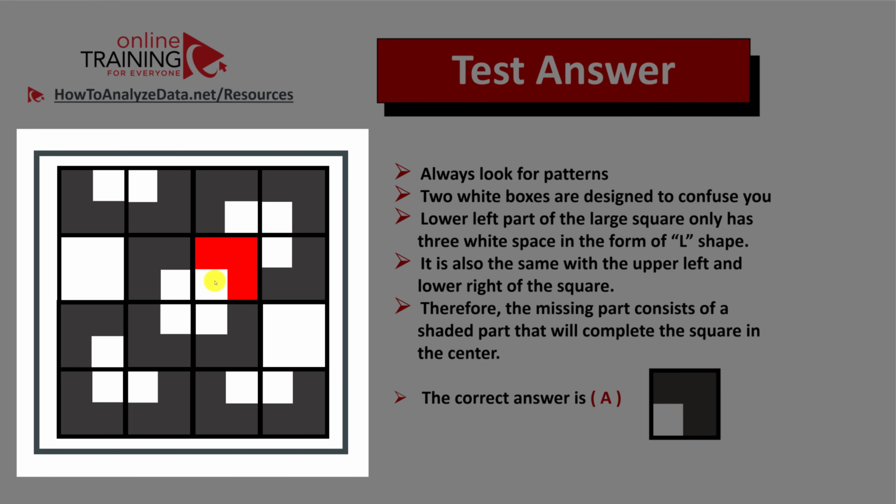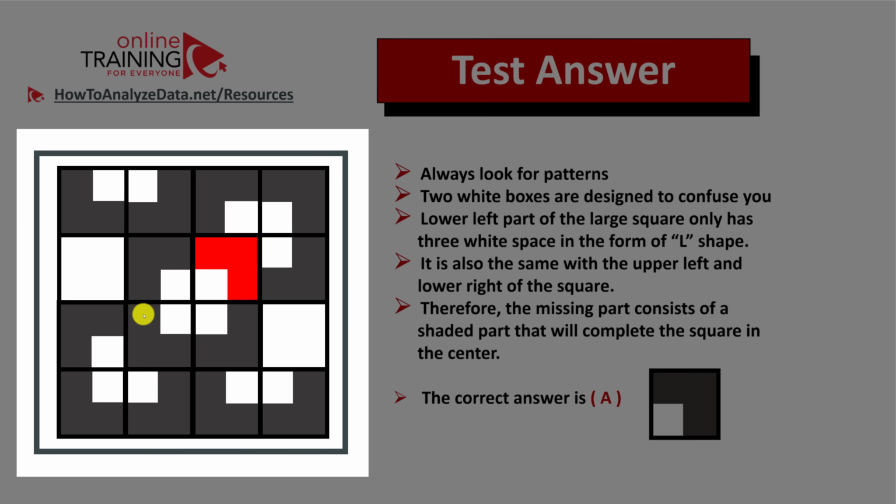If you look closely, you will see that the middle box right in the center of the larger square is symmetrical. So the L shape at the bottom and then another shape in the upper right corner, they represent symmetricity for this middle square, which consists of the 4 small squares. Couple important considerations when answering this question. 2 white boxes designed to confuse you.